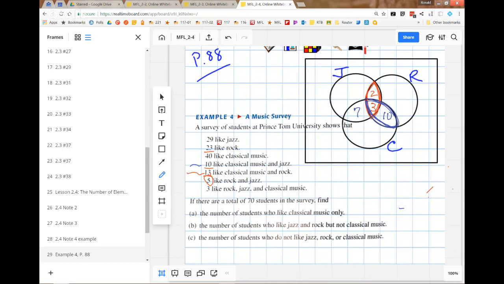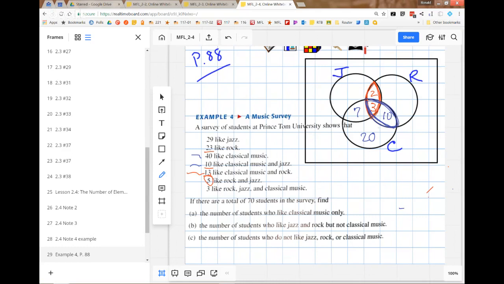Okay. So now we're down to the singles. 40 like classical. How many do we already have in the classical circle? 20. Right. And so we need 20 more to make it a total of 40. Are you guys all following this? Yes. Excellent. Good.